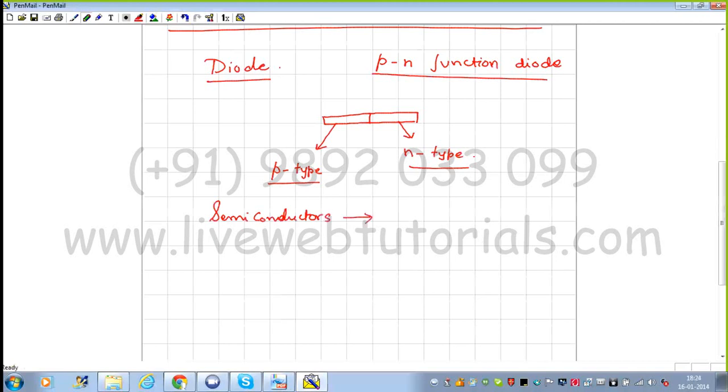Now you have done what are conductors and what are insulators. Conductors are those materials which conduct electricity very well. For example, copper, silver, gold, etc. Most metals will be good conductors or simply conductors. Insulators are those materials which will not conduct electricity at all. For example, rubber, plastic, wood, etc.